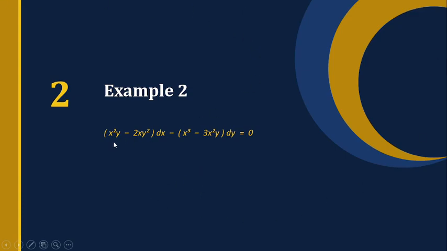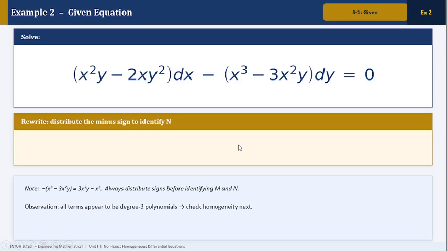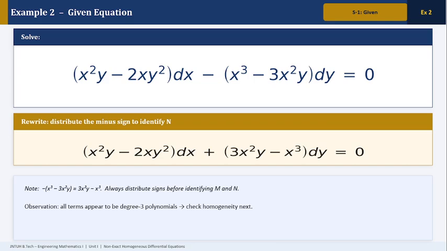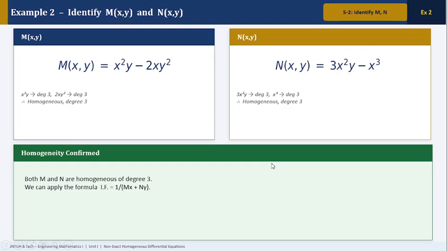Example 2: solve the differential equation x square y minus 2xy square dx minus of x cube minus 3x square y dy equal to 0. Now we rewrite it as M dx plus N dy equal to 0. Note that minus of x cube minus 3x square y is equal to 3x square y minus x cube. So our new equation is x square y minus 2xy square dx plus 3x square y minus x cube dy equal to 0.